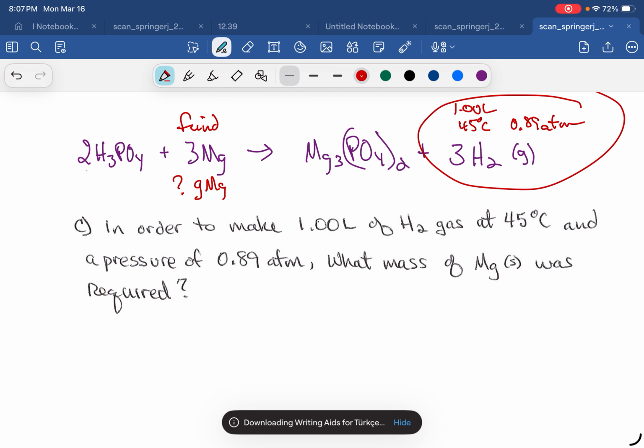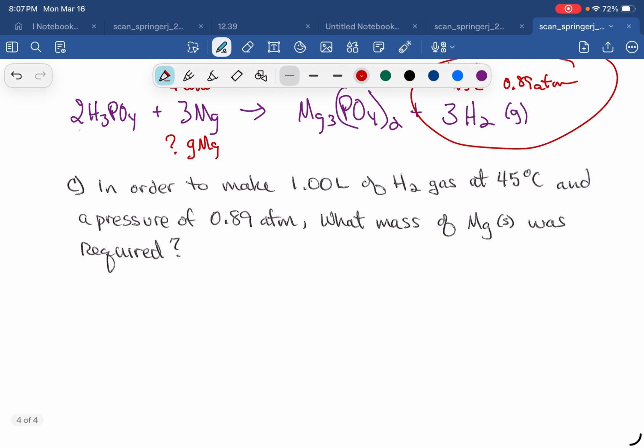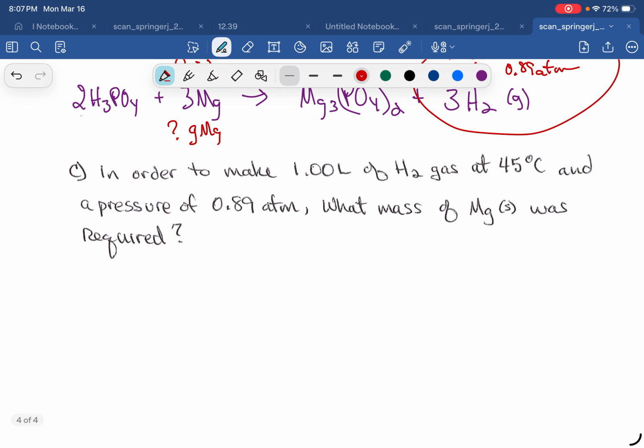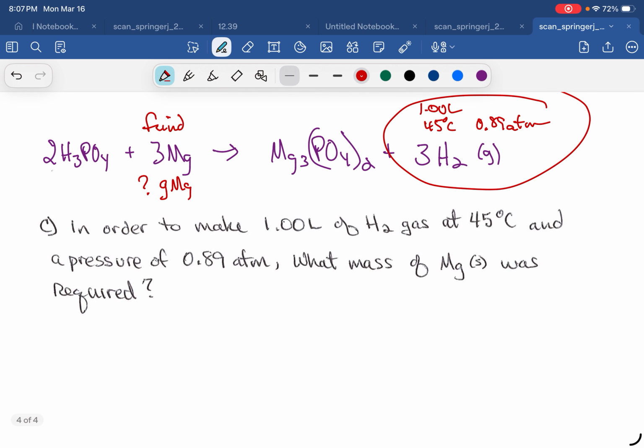I'm going to use PV equals nRT. I need n, right? Because it's a balanced equation, convert to moles. This is my given. I've got to turn all that into moles somehow. So I've got n equals PV over RT.